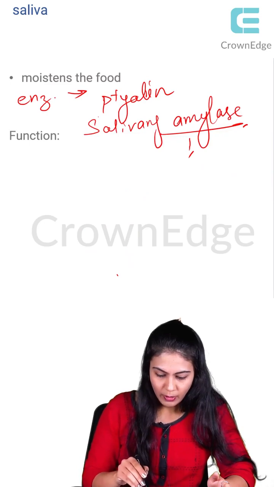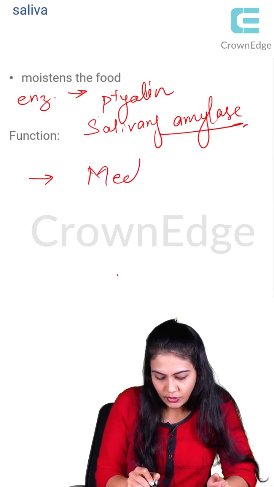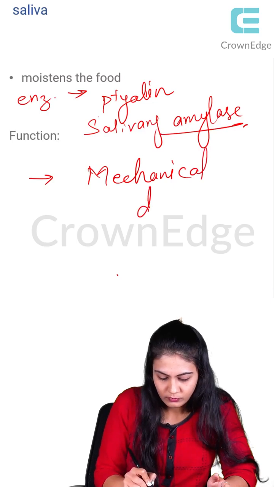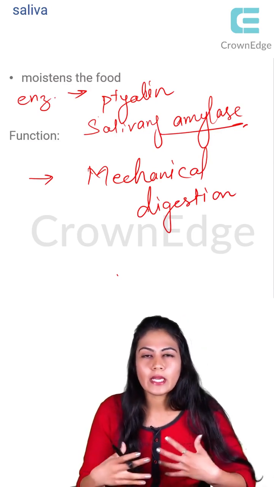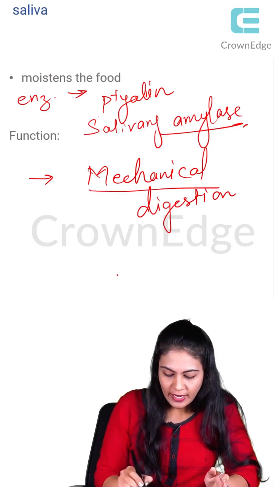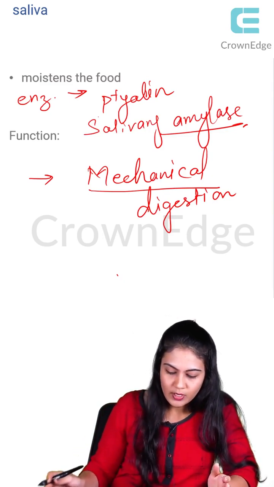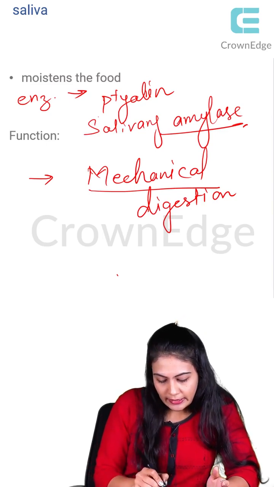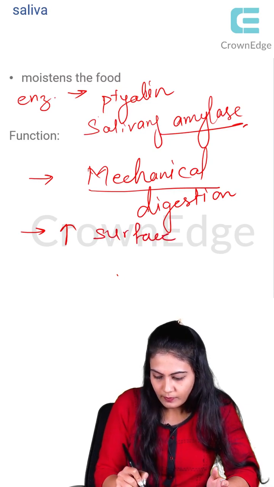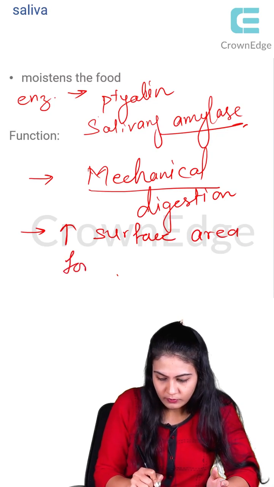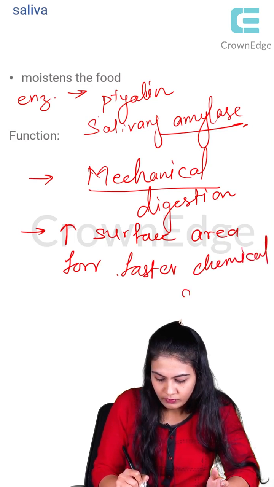Now we have learned about the enzymes, and what was the other function of it? Mechanical digestion. This is the fancy word just for chewing the food and breaking it down, right? So mechanical, we are applying pressure and breaking it down. So that is nothing but your mechanical digestion. Chewing in the mouth also increases the surface area for faster chemical digestion.